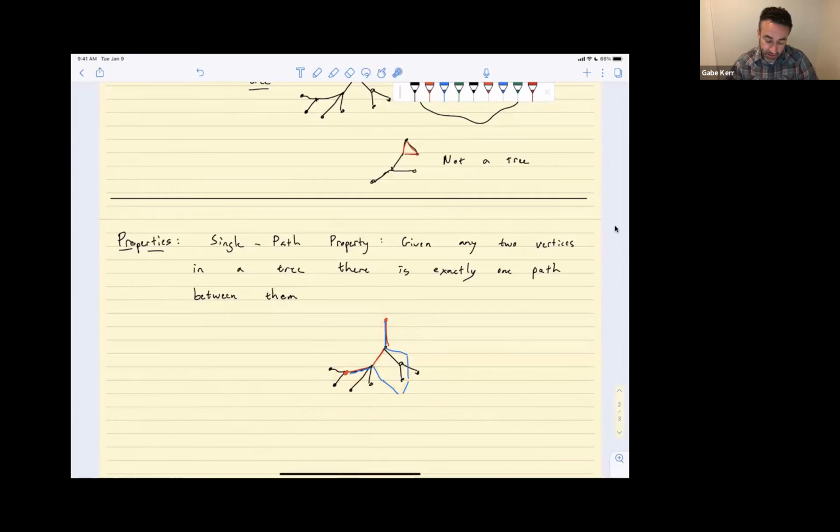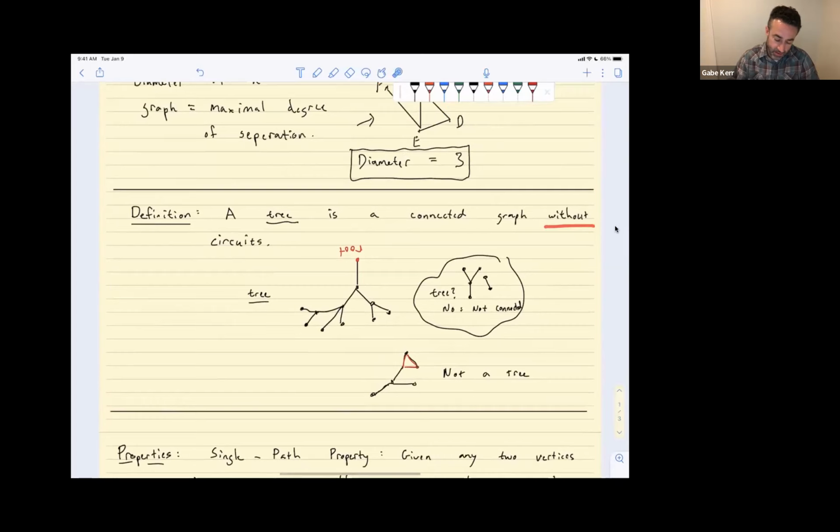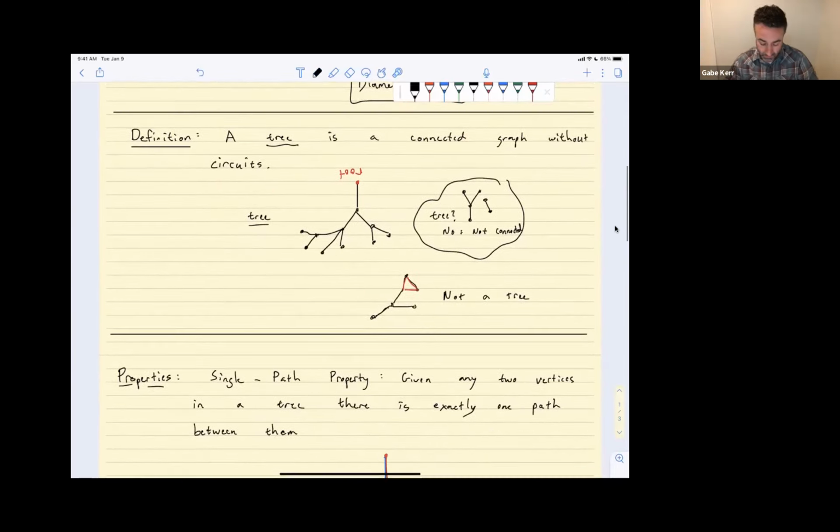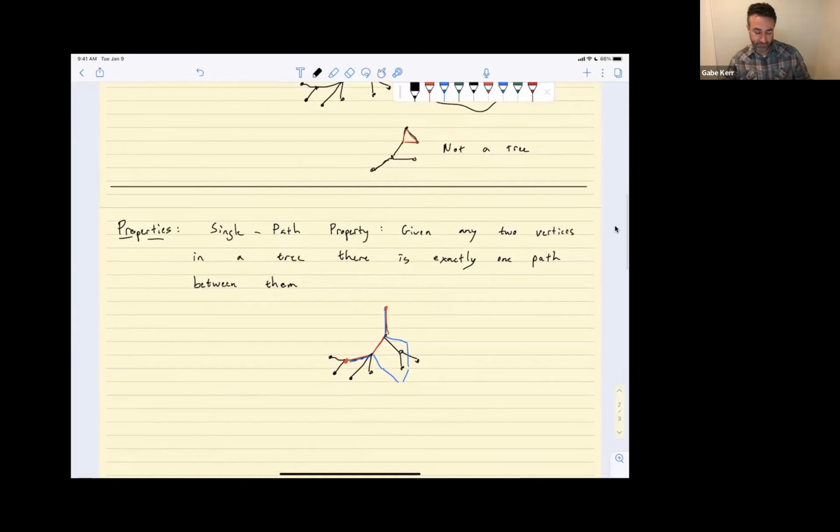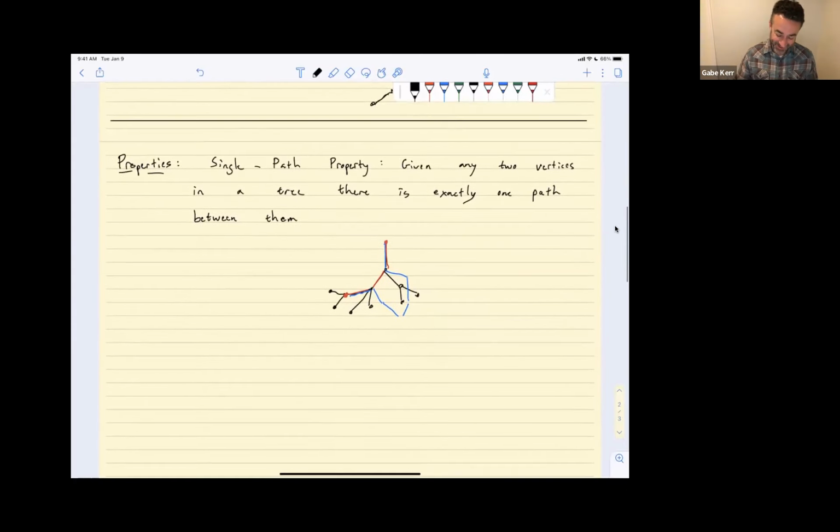And that's violating the definition of a tree, which says I can't have circuits. That's right. Very good. Small but effective attendance today.